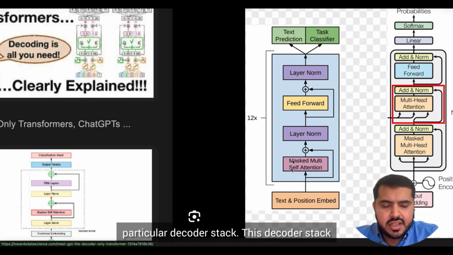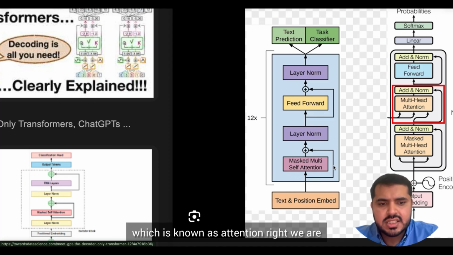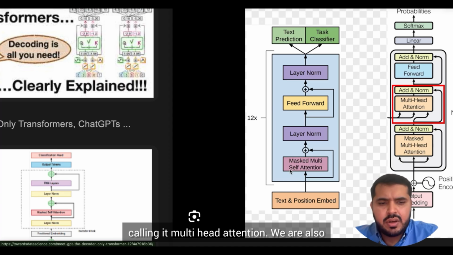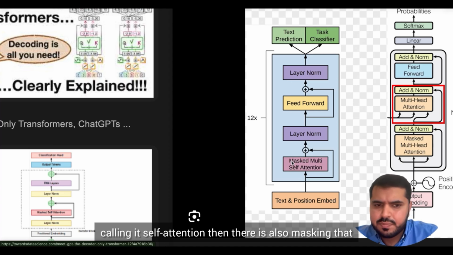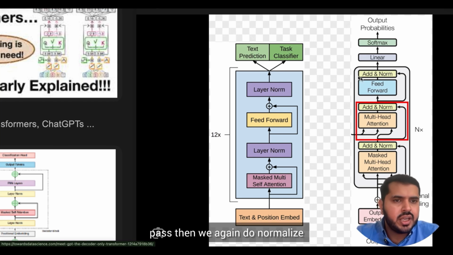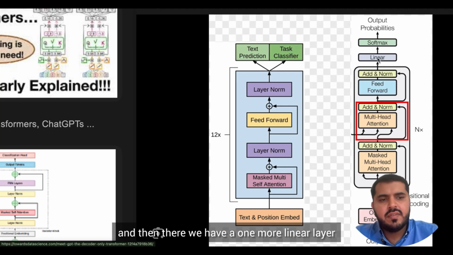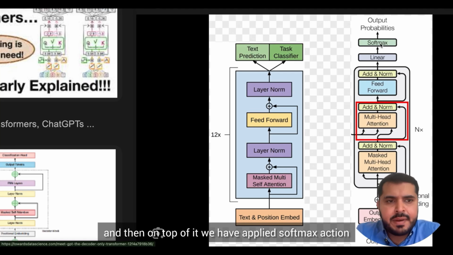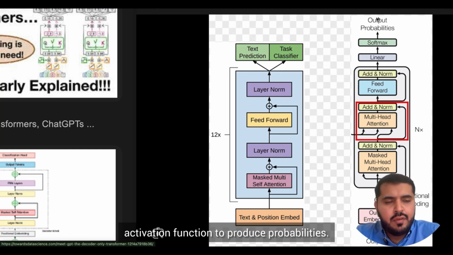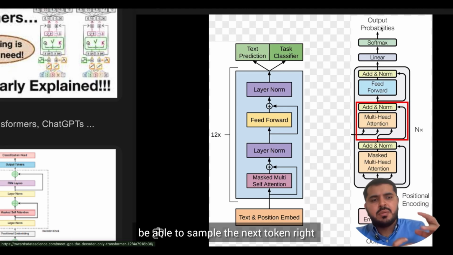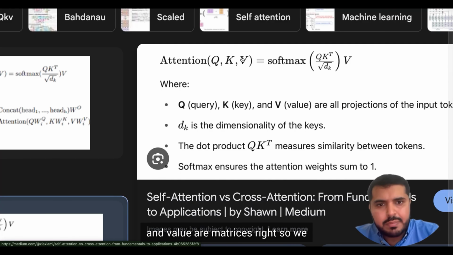This decoder stack is first doing something known as attention. We're calling it multi-head attention. We are also calling it self-attention. Then there is also masking that goes on in the attention block. Then we again normalize, and then we have one more linear layer, or rather the output head, and on top of it we apply the softmax function to produce probabilities. From this probability distribution we will be able to sample the next token.